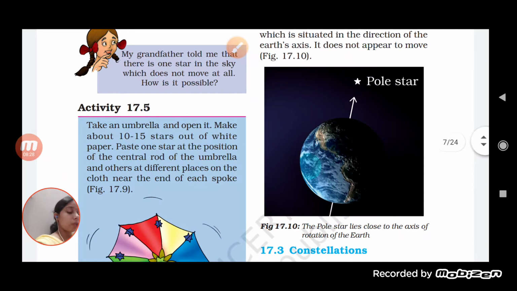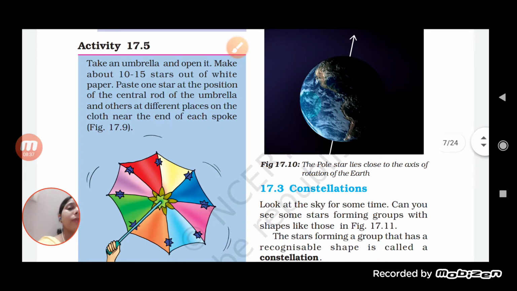It's a very important one about the pole stars. Let us discuss that. But before that, let me tell you, here an activity is given, students. Let us study about this activity.